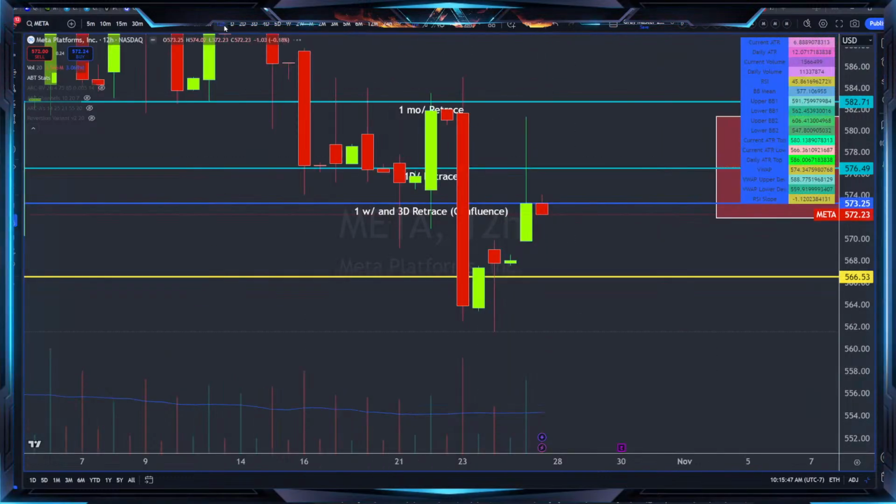572, look at the 12-hour close. There's a reason why it closed there. There's always a reason why price action is somewhere.